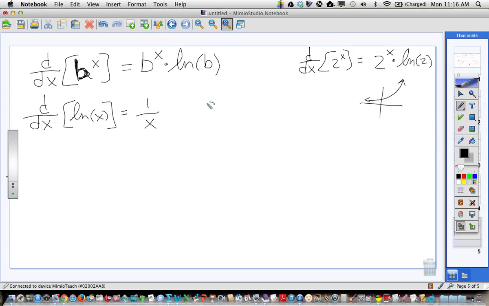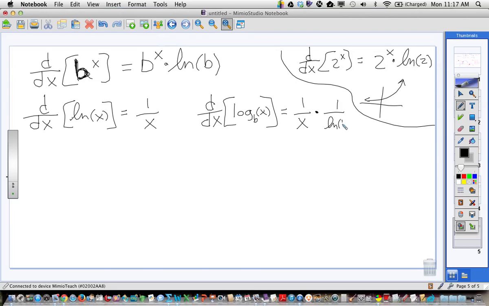Now, an offshoot of that is the log of any other base. Log base b of x. The derivative is 1 over x times 1 over ln of the base. It's very similar to the rule for exponential. So if you have a different base of a log, it's still the same derivative. It's still 1 over x. But then you have to tack on this multiplier, just like you had to here. But it's 1 over ln b.